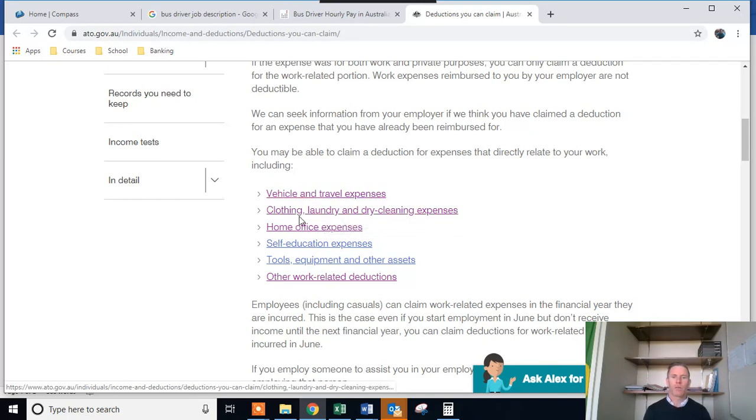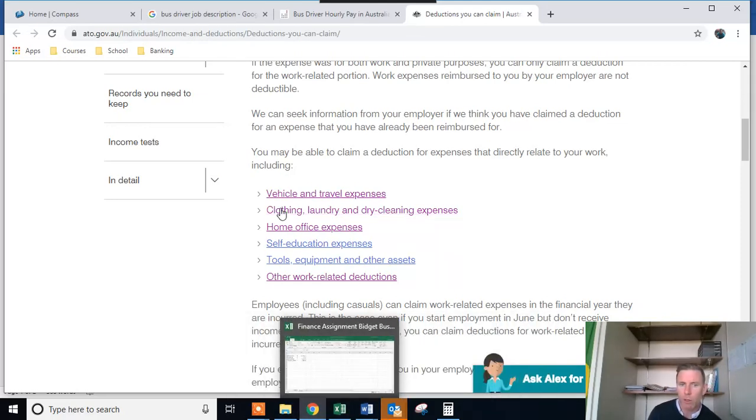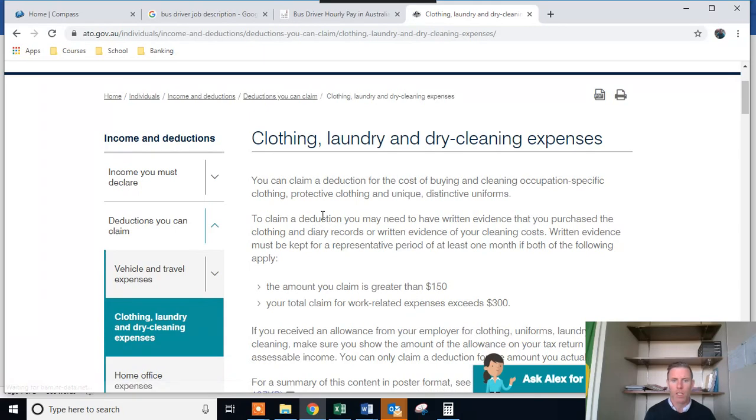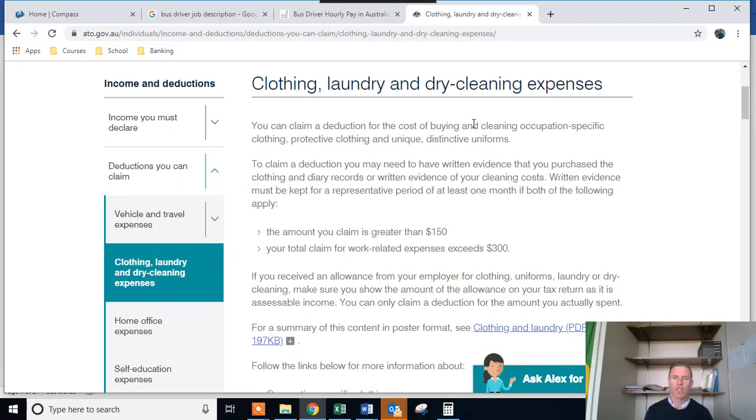I'm going to say uniform, because I'm a bus driver for a company and I need a uniform. It says I'm allowed to claim clothing, laundry, and dry cleaning expenses. If I go in here, it contains the deduction for the cost of buying and cleaning occupation-specific clothing. For example, I'm a teacher at the moment and I can wear these clothes outside. If it's a special uniform, which I would have as a bus driver, I'm allowed to claim that.